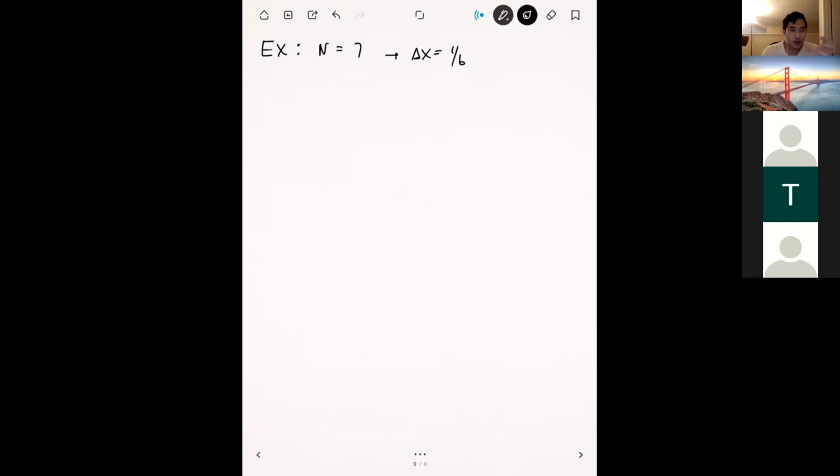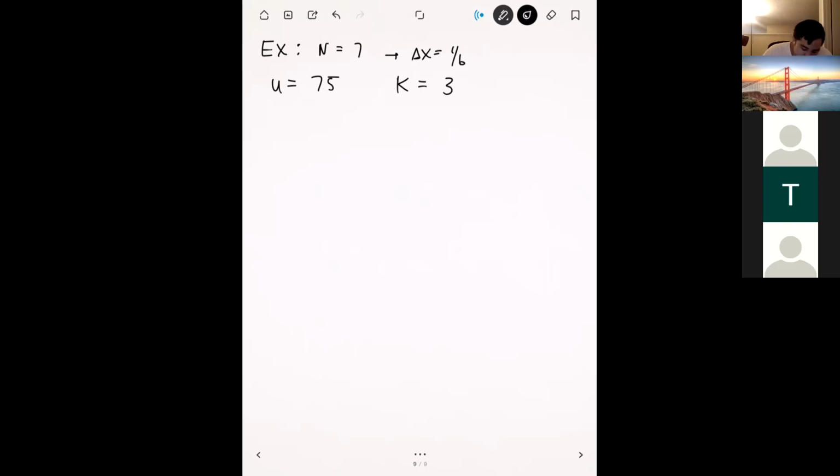Because with 7 grid points, we have 6 spaces in our grid, and so that's why our grid spacing is 1/6. In addition to that, we had a convection velocity of 75, positive. And then our diffusion coefficient, which was the number in front of our diffusion derivative, was 3.